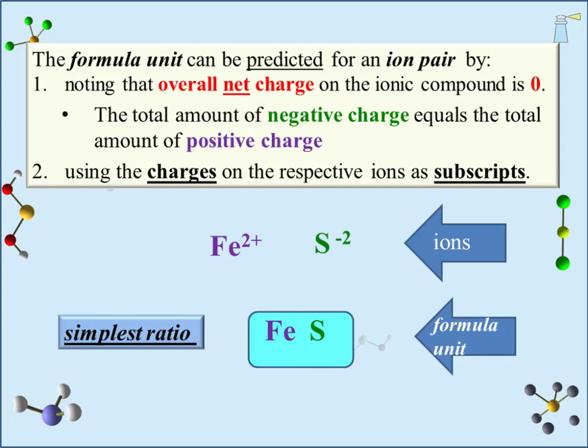FeS. The only time this type of simplification is needed is for formula units when all subscript values can be divided by a number other than 1. That is the case when all subscript values are even values, like the case here. Just keep an eye out for that.